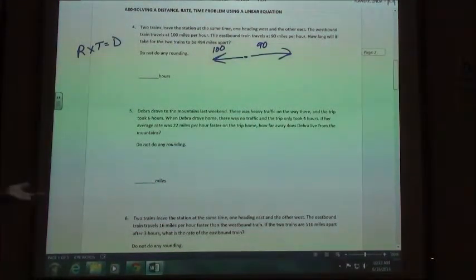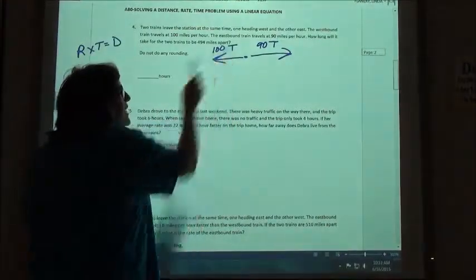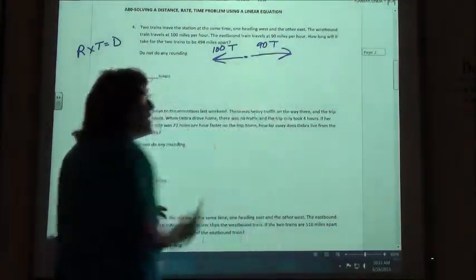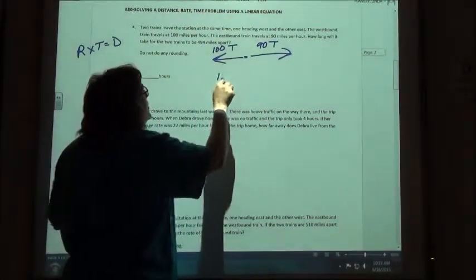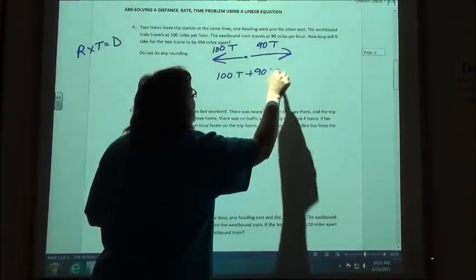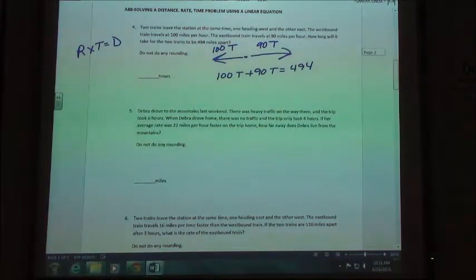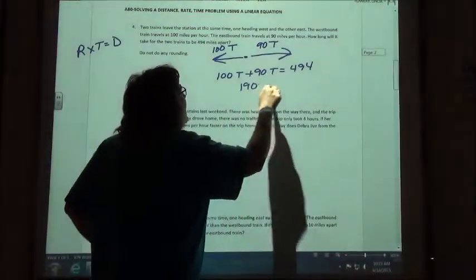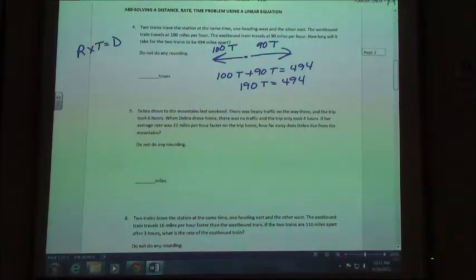Well, we know we have to take the rate times the time. They left at the same time, so their times are going to be the same. So 100 times t would be this distance, 90 times t would be that distance. We know the total miles apart, 494, so 100t plus 90t is going to equal 494. If we combine our like terms, 100t plus 90t would be 190t equals 494. So all we have to do in order to solve this one is divide by 190.